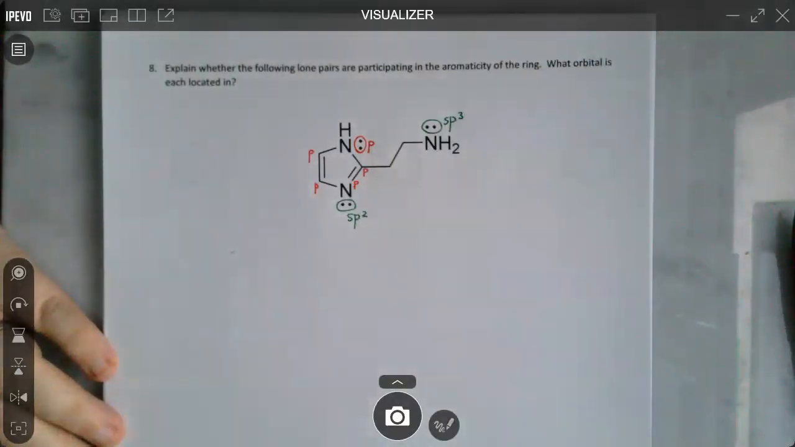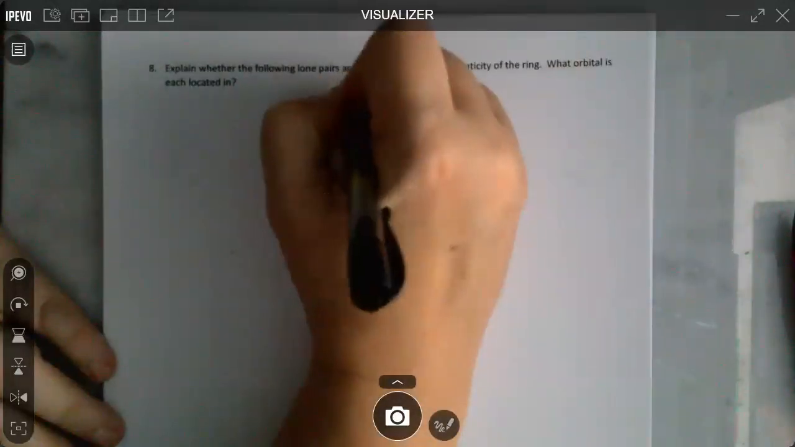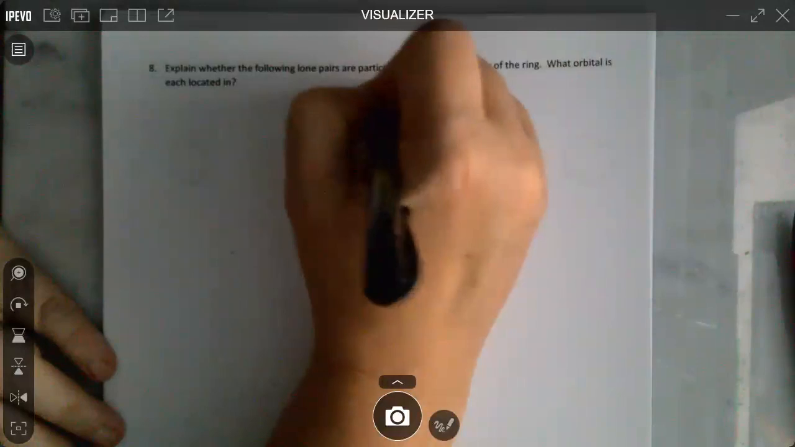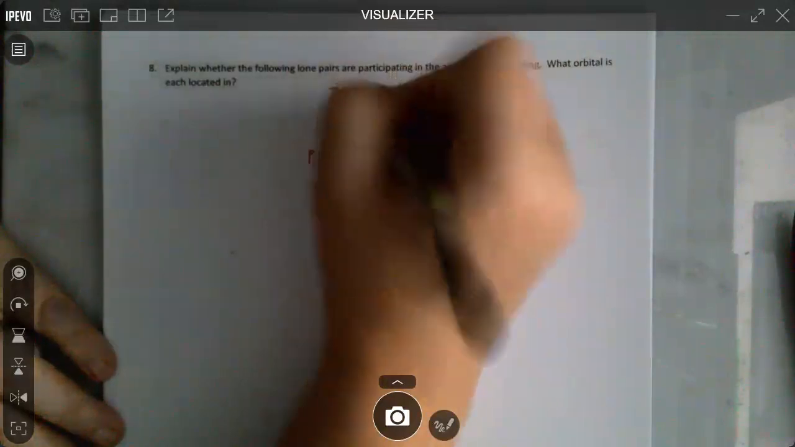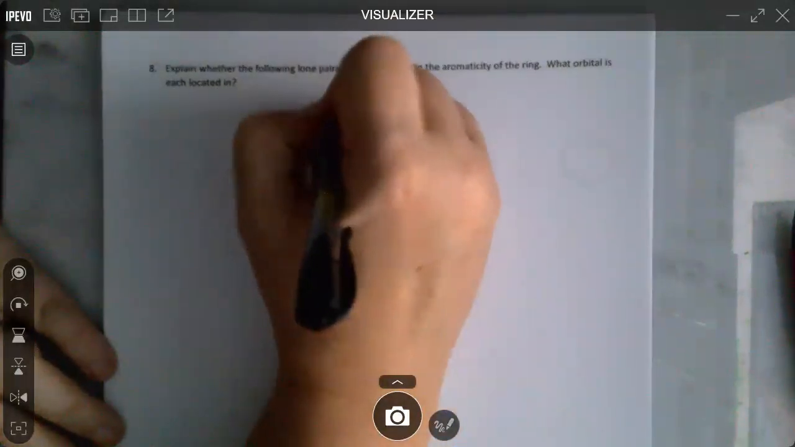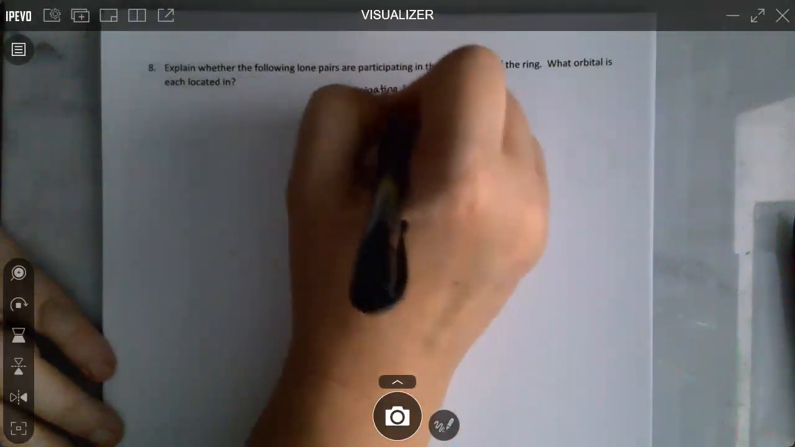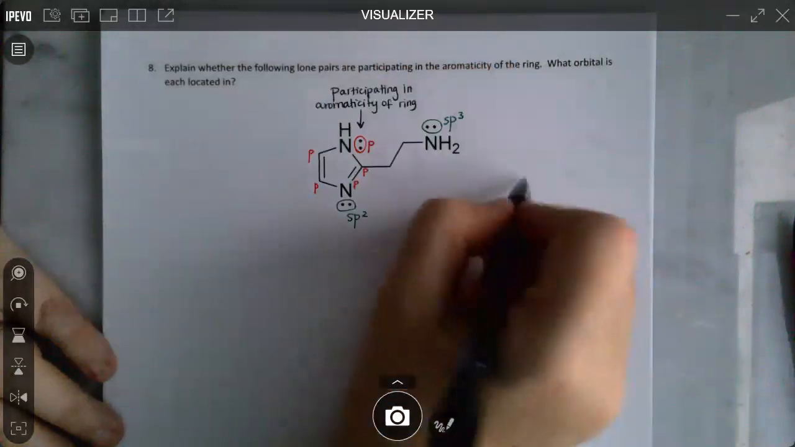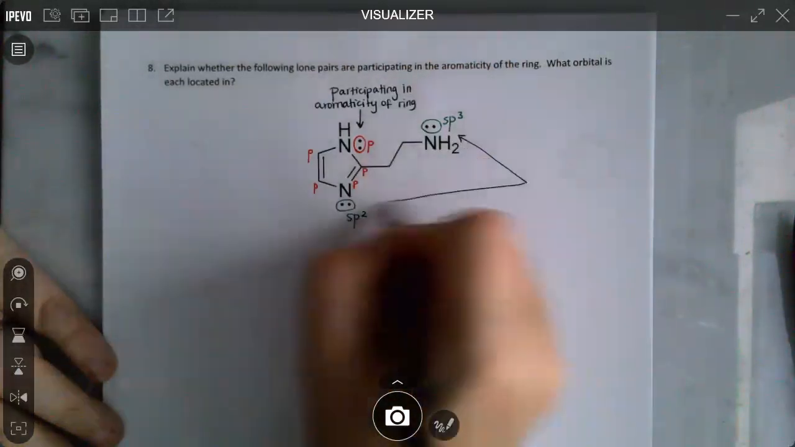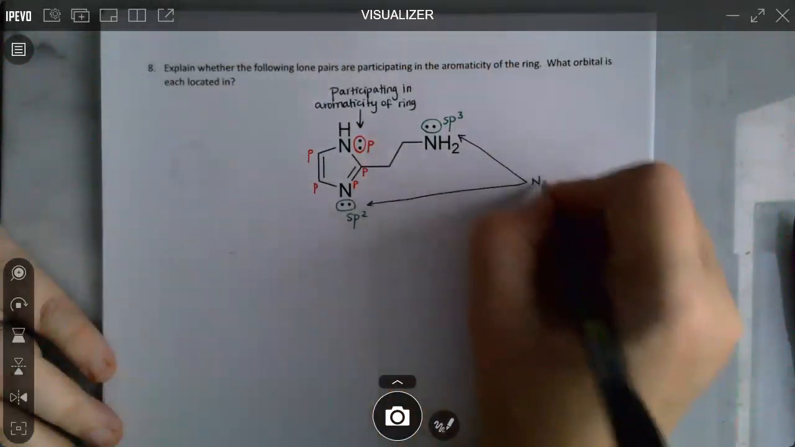So we'll make some notes here. This one is participating in the aromaticity of the ring, right? And these two are not.